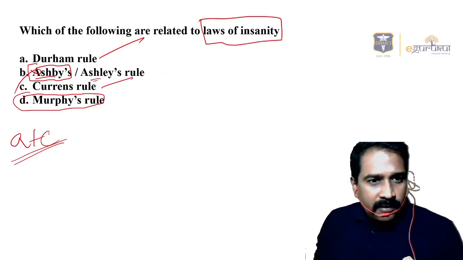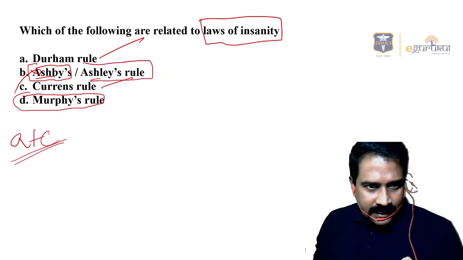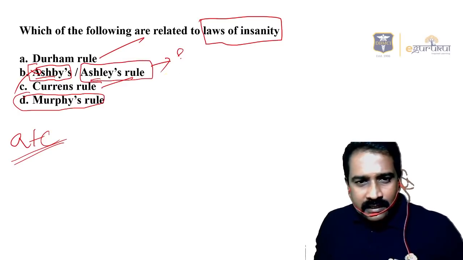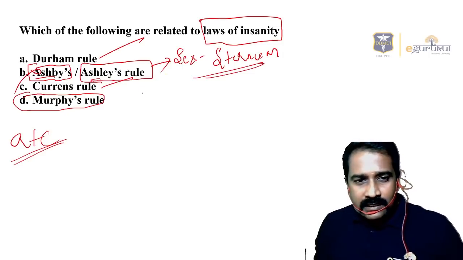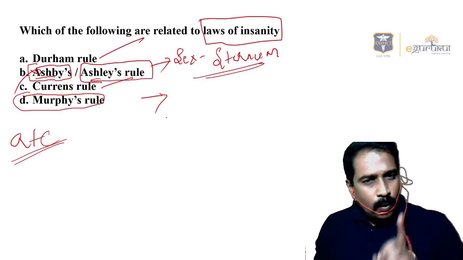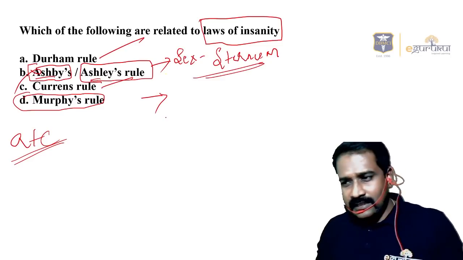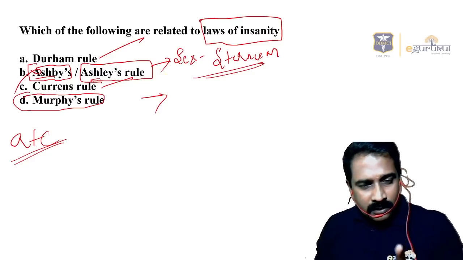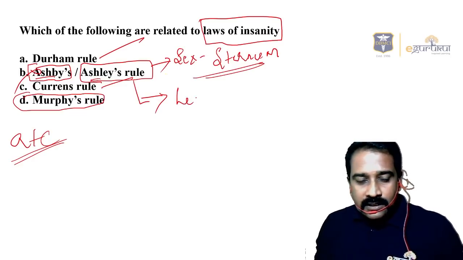Now, if at all it is Ashley's, then what does it deal with? See, it deals with determination of sex by the sternum bone. It has 2 points to say. One is definitely Ashley's, and for the second point, some textbooks attribute that to Ashley's, some don't. The one which is always attributed to Ashley's rule is the length of the sternum.